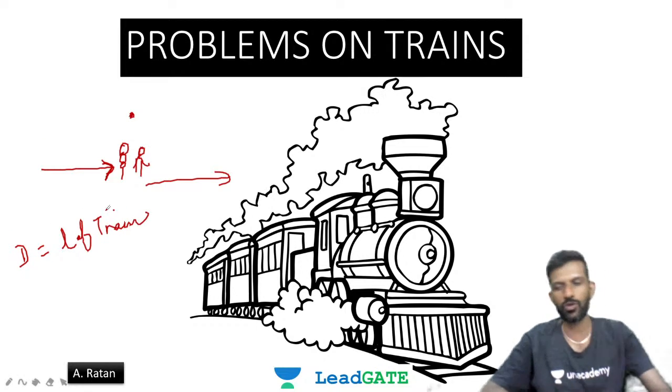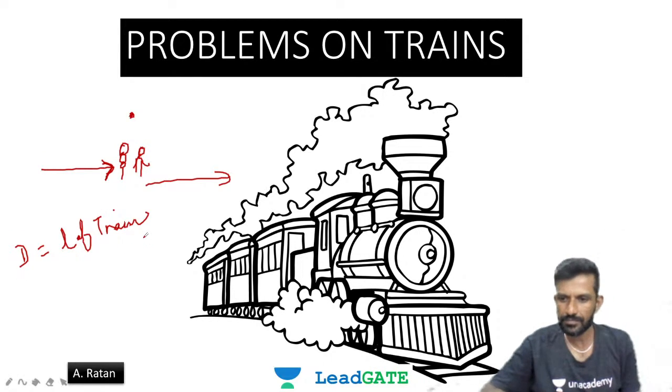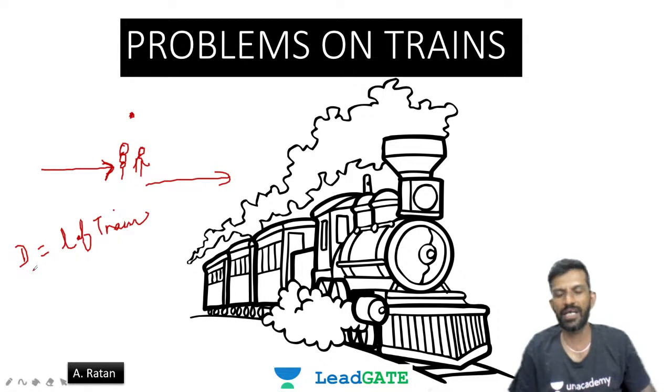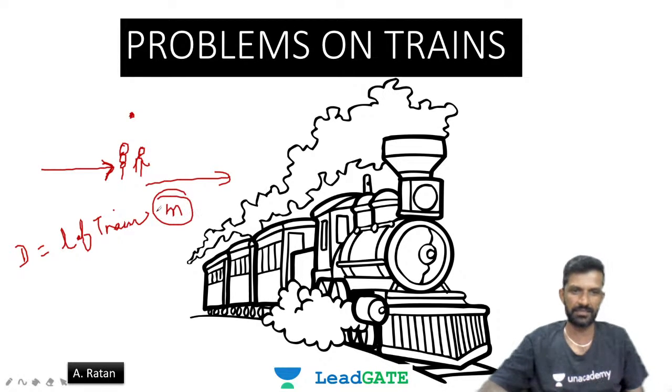When a train is trying to cross a signal pole or a standing man, in the place of distance we will take the length of the train. Yes, exactly, Madhu. Length of train divided by the speed of the train. Distance by speed gives you the time in which that train can cross a signal pole or a standing man completely. But be careful: the length of the train will be given to you in the question as meters, and the speed of the train will be given in kilometer per hour.